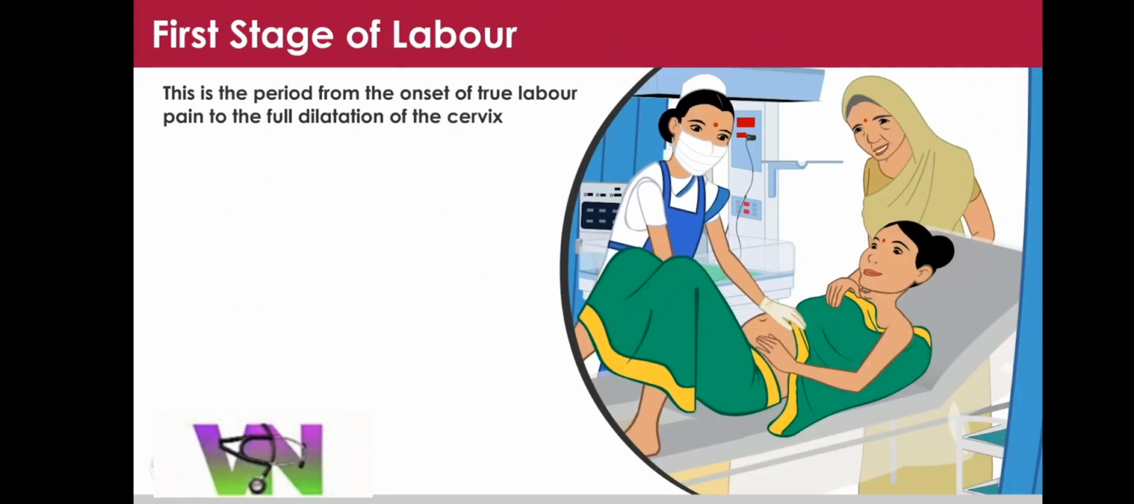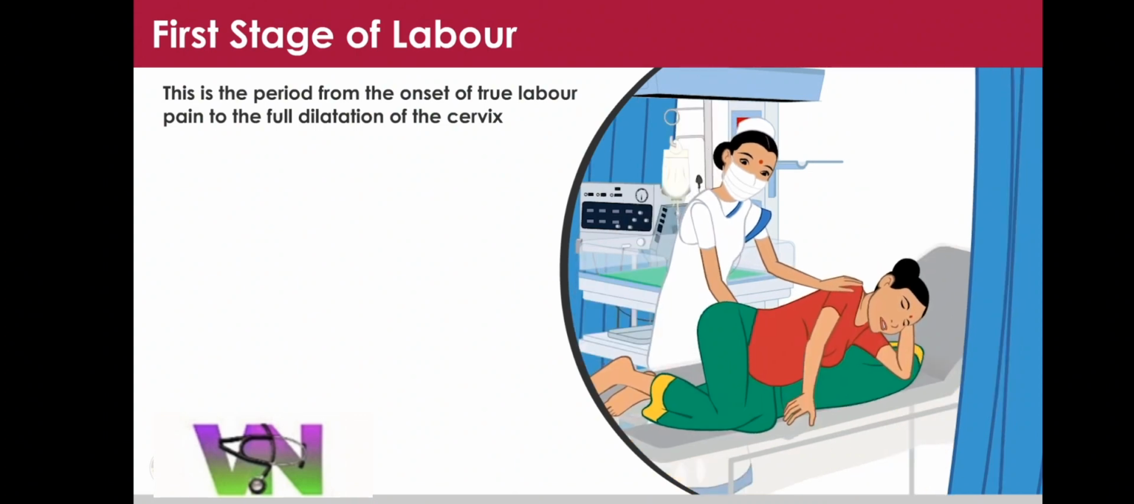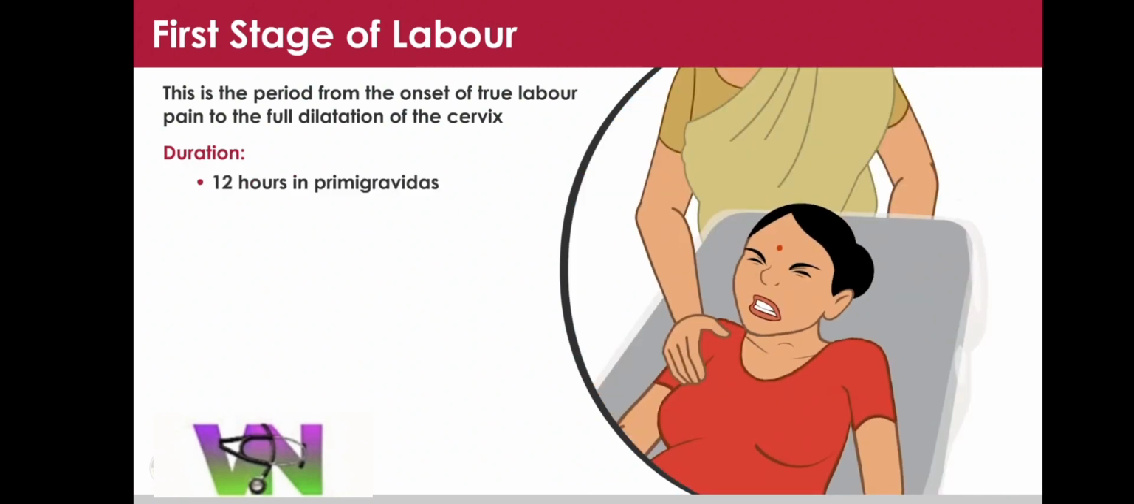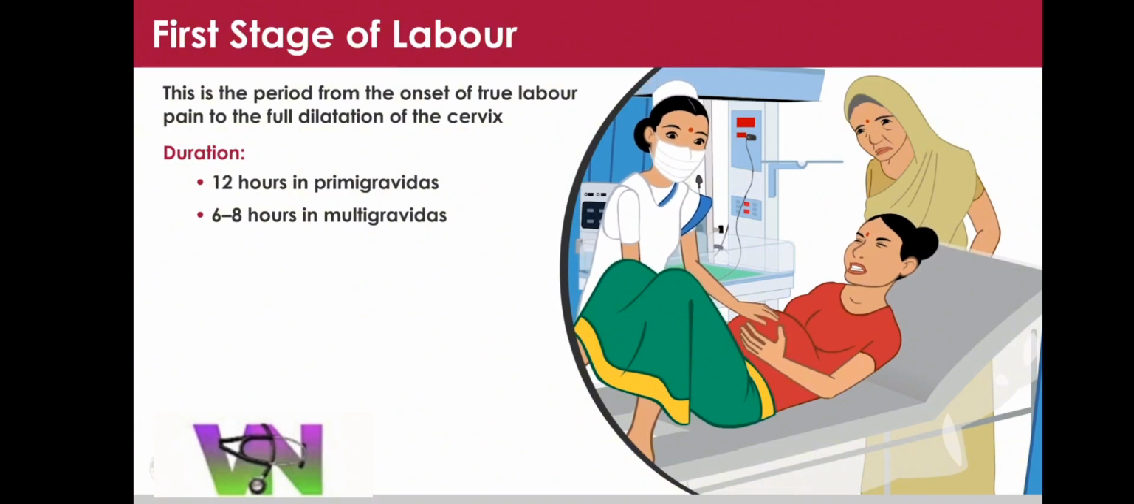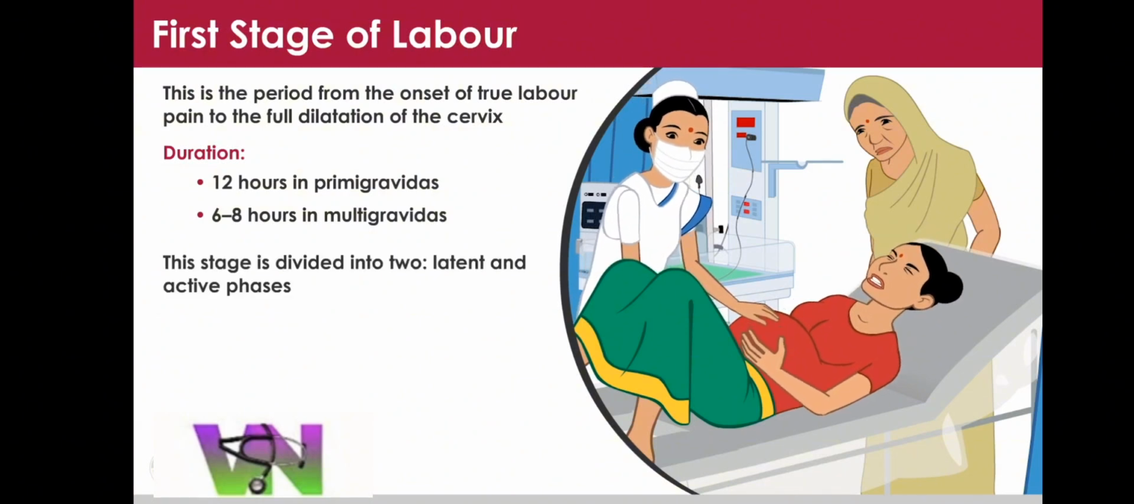First stage of labor. This is the period from the onset of true labor pains to the full dilatation of the cervix. Duration: 12 hours in primigravidas, 6 to 8 hours in multigravidas. This stage is divided into two, latent and active phases.